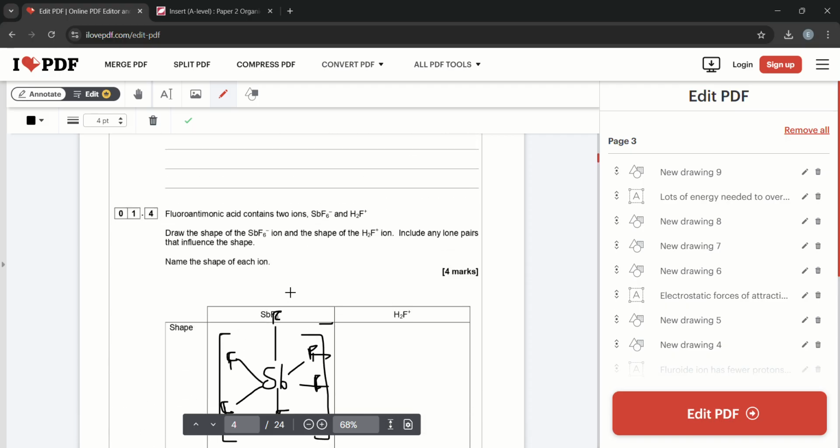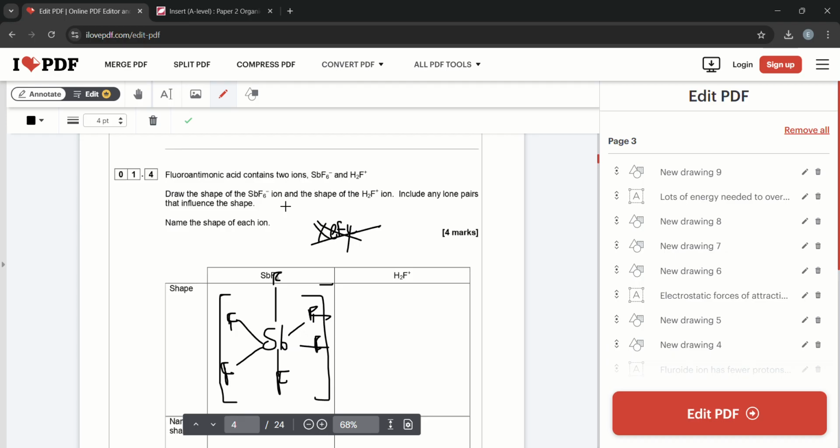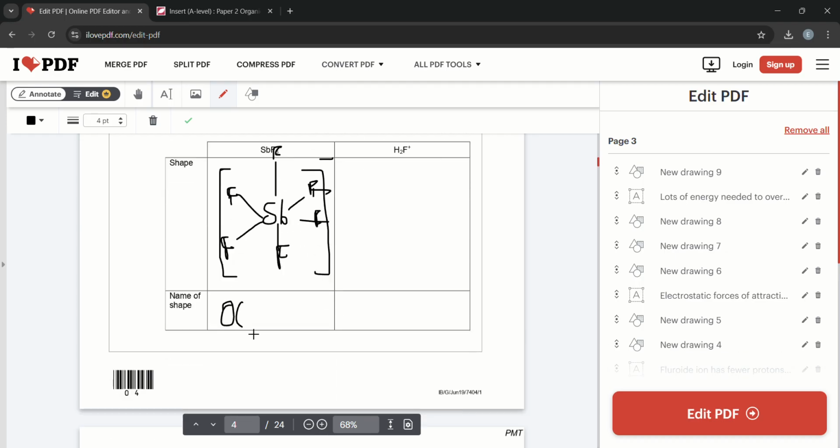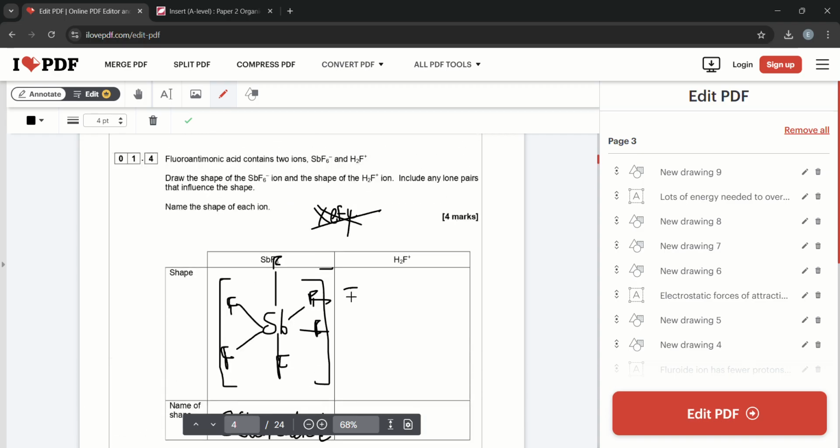Name the shape. It is not square planar. That's like XeF4. This is SbF6-. This is octahedral. Octahedral. Then H2F+, because we've got a positive charge, square brackets, put the positive charge, and you learn these things the more you go through these past papers.